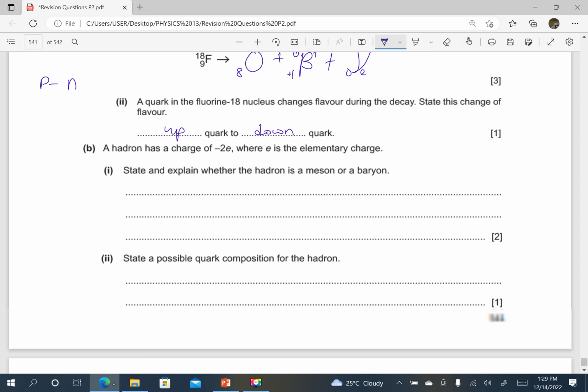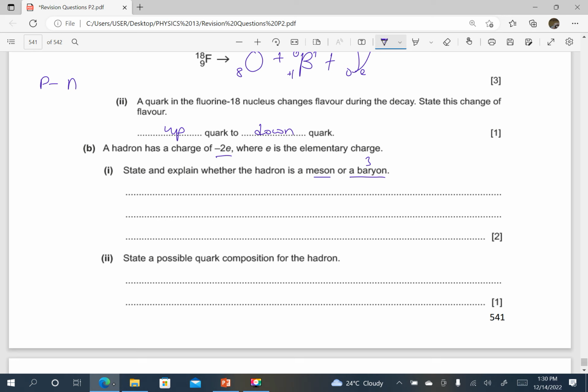A hadron has a charge of -2e, where e is the elementary charge. State and explain whether the hadron is a meson or a baryon. So we can check. Remember, a baryon has 3 quarks, yet a meson has a quark and an antiquark. If a baryon has 3 quarks, I don't see any combination where the total charge will be -3e if I have 3 quarks. No, it can't be a meson.